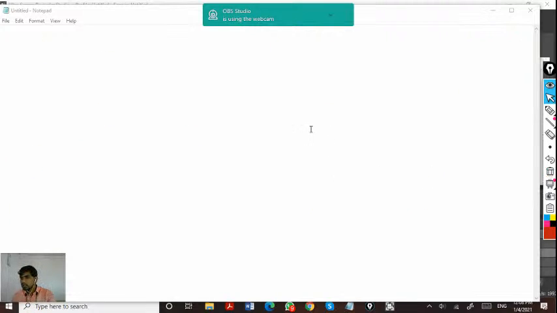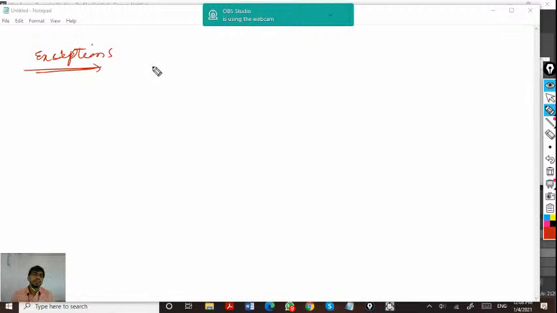Let's go with the next type of electrophilic substitution reaction. So let me give the exceptions for the halogenation. Here itself it is going to finish.